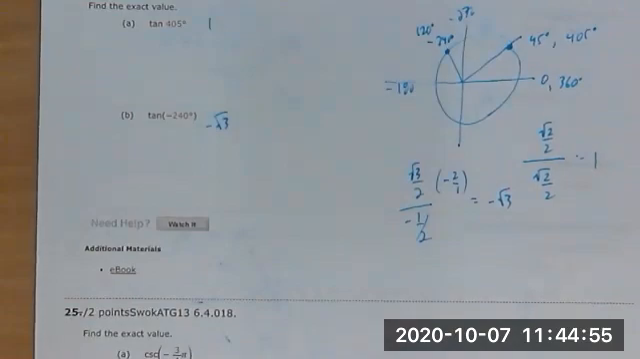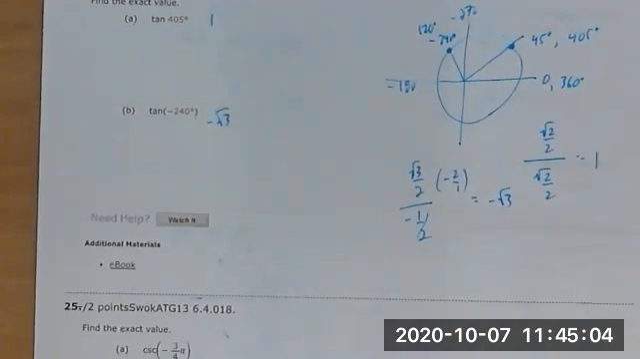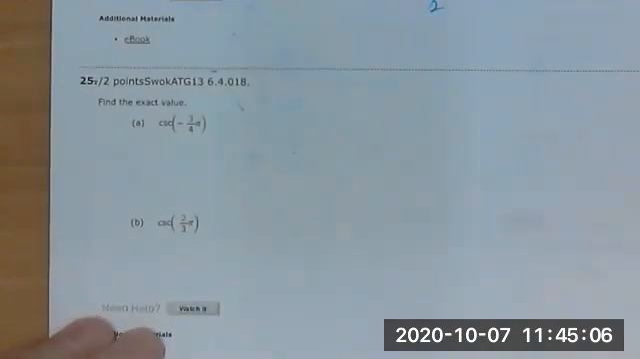How many more of these do we have? Wow, we still have a couple more. This is probably the last one, because these pretty much all end up sort of being the same. I'll do one more radian one.